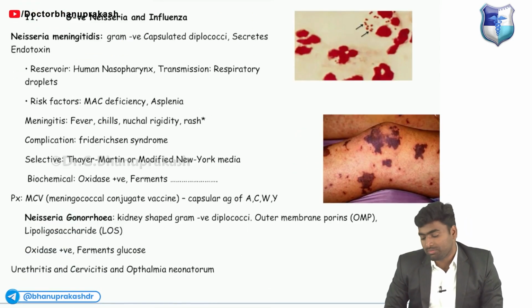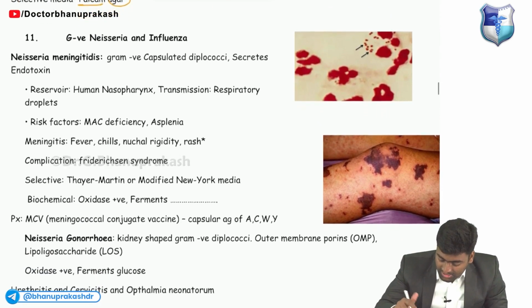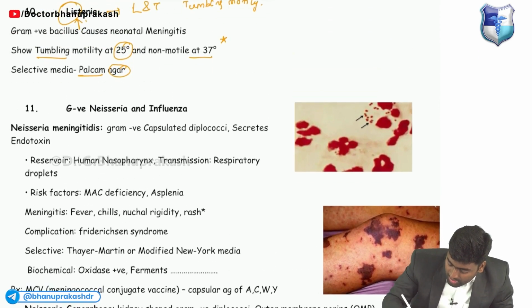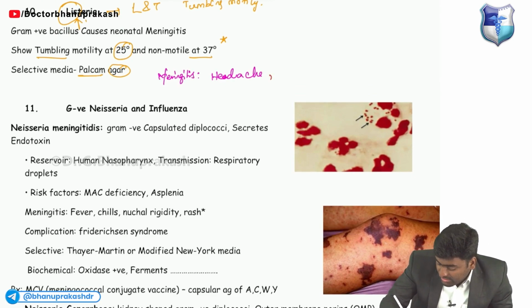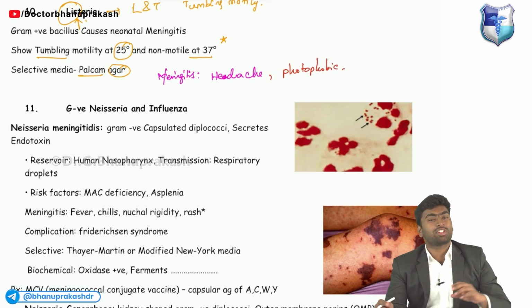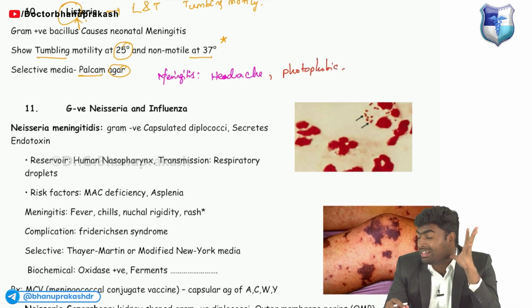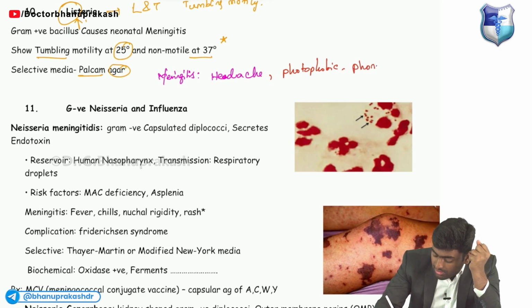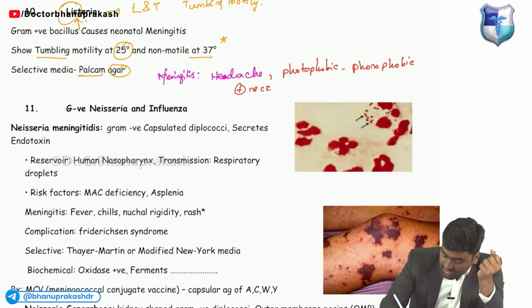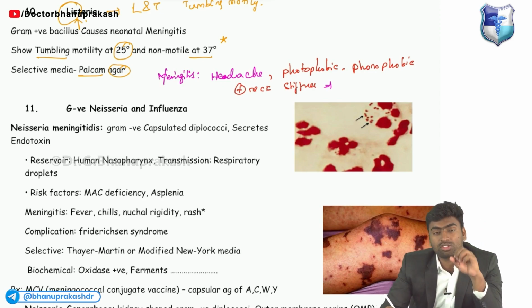There will be a few differentiating factors in meningitis. In meningitis, there will be the classical features of headache and photophobia. They will give the history: there is a history of headache, photophobia, and phonophobia. On evaluation, you will be able to see the presence of neck stiffness. Okay, and they will tell you he is diagnosed with meningitis.